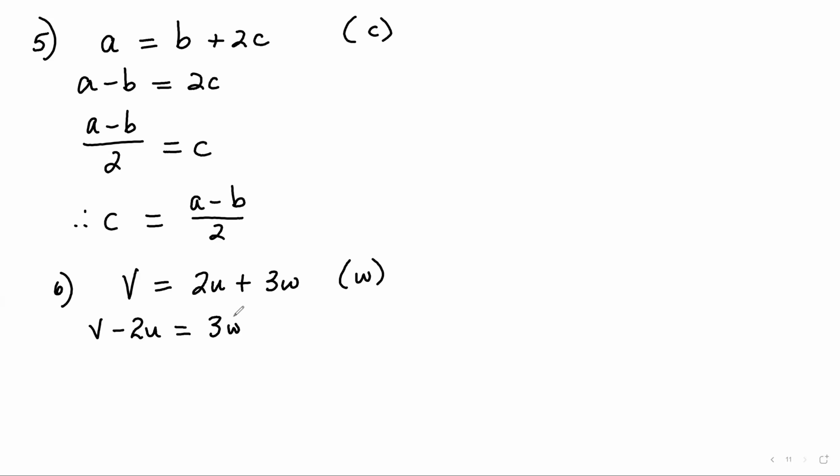Anybody? It will be b minus 2u over 3. Correct. Right? So w is the subject when v minus 2u is divided by 3. Perfect.